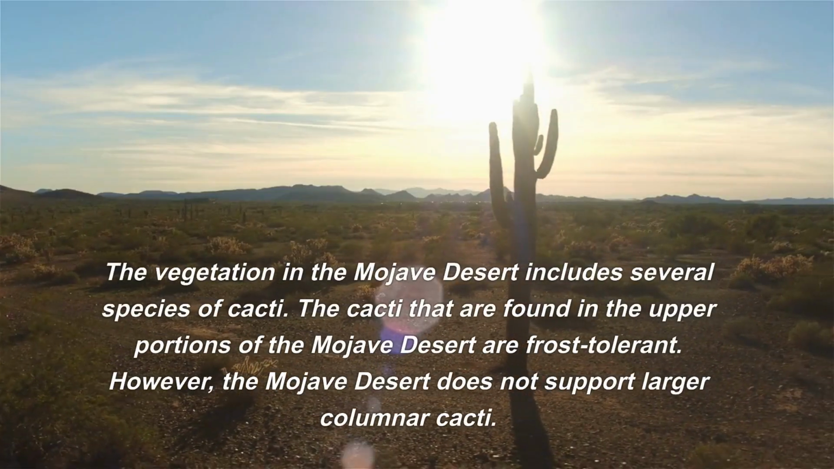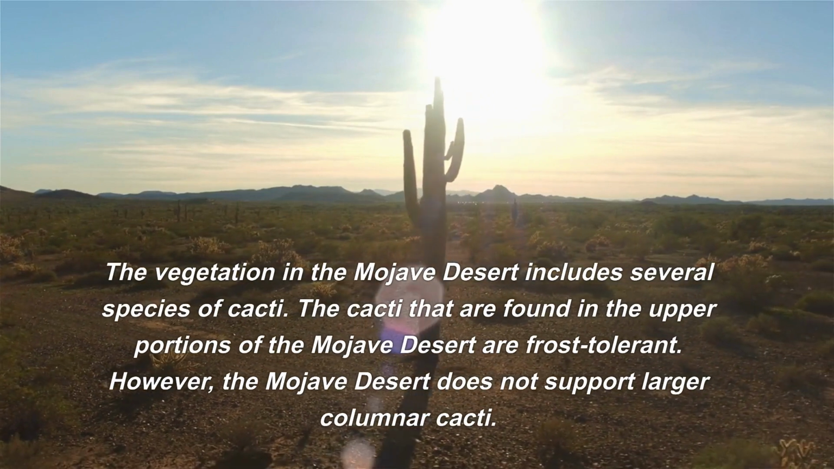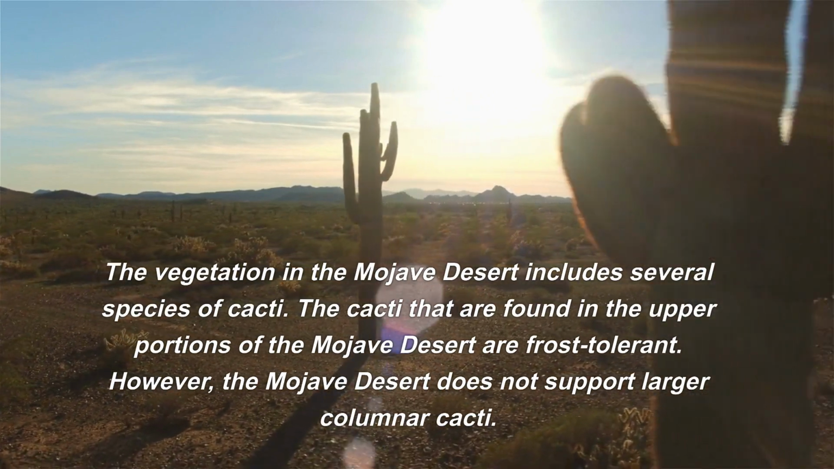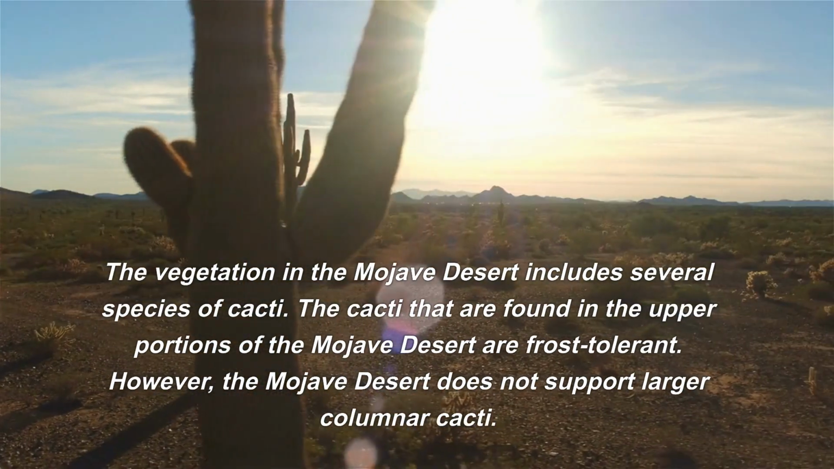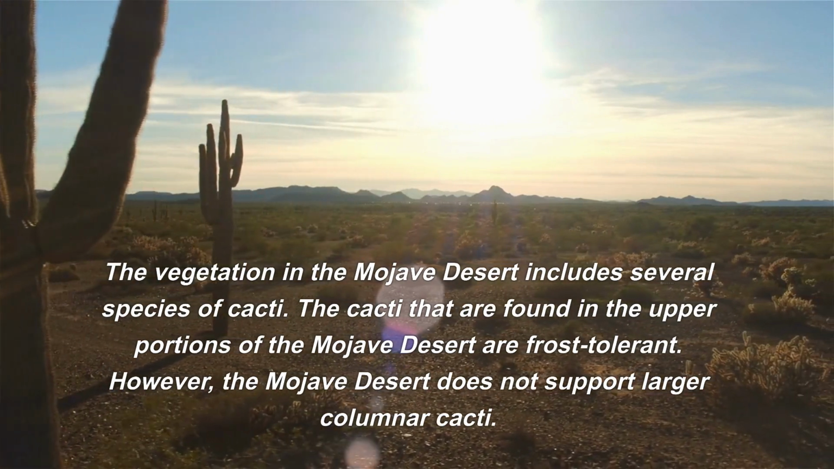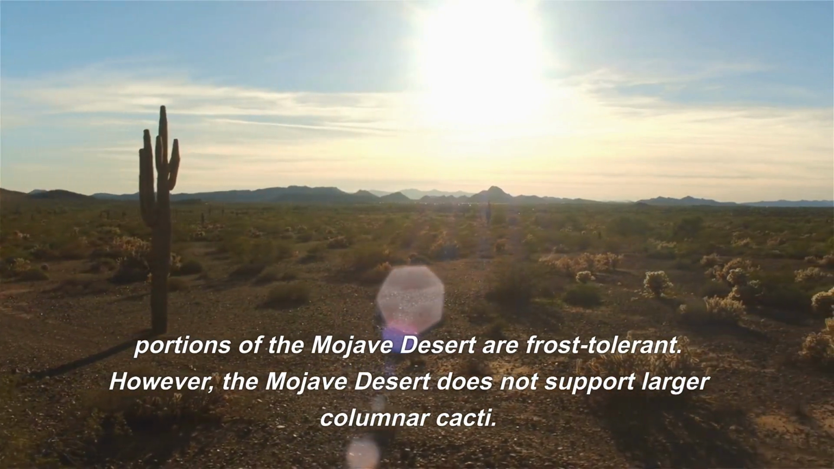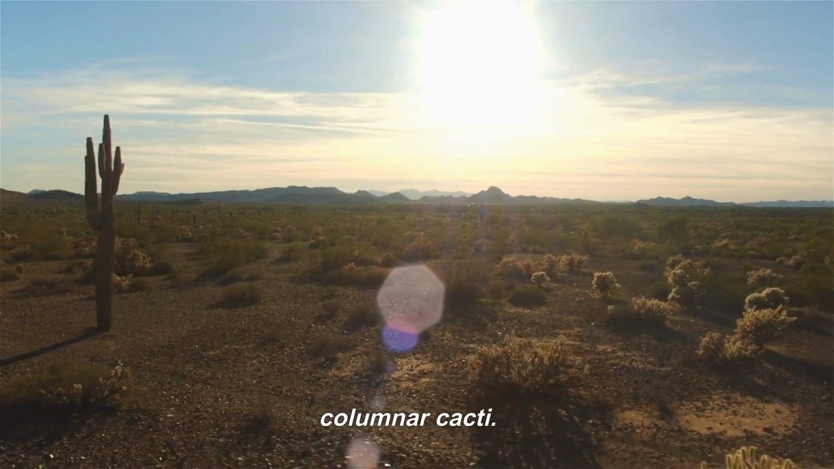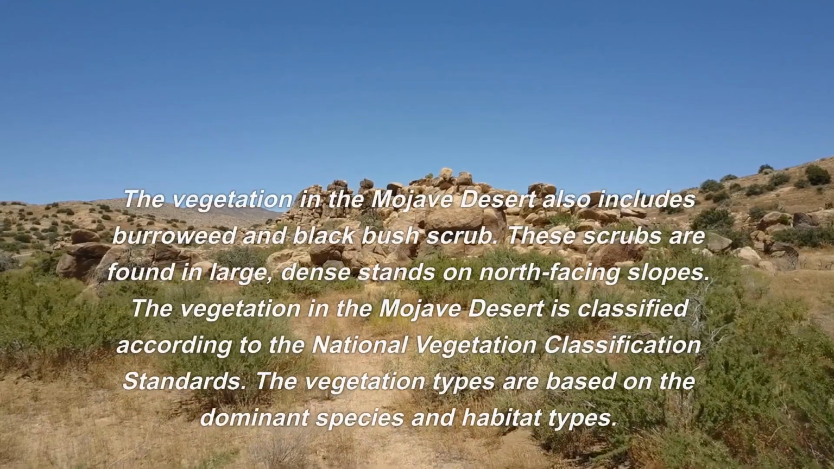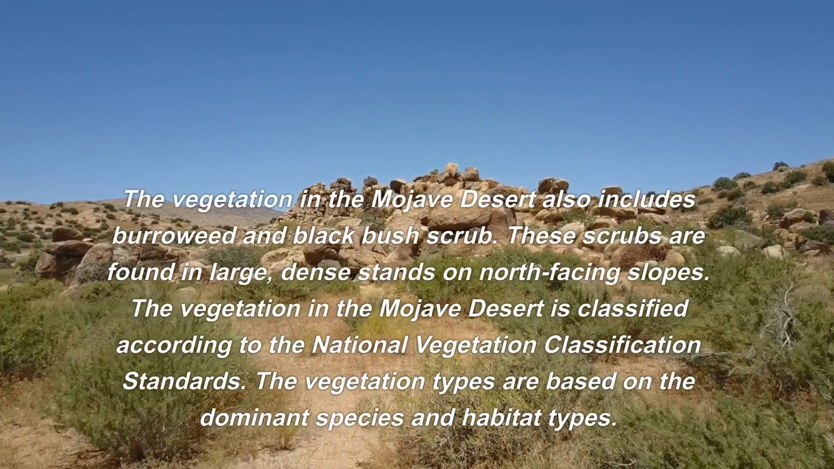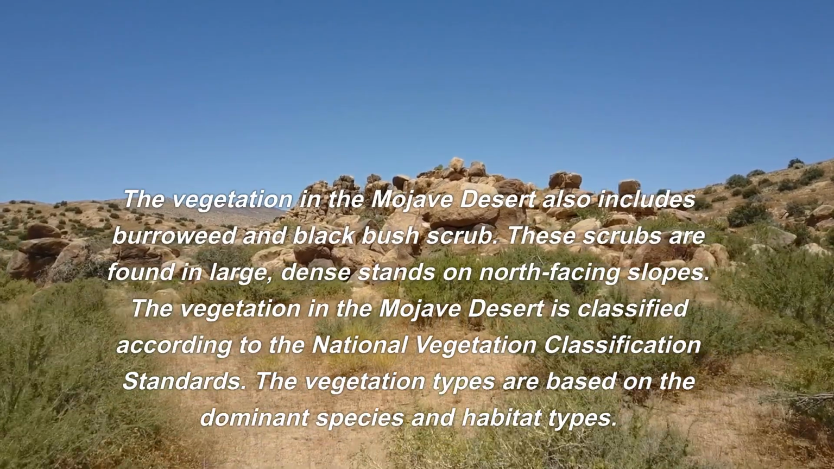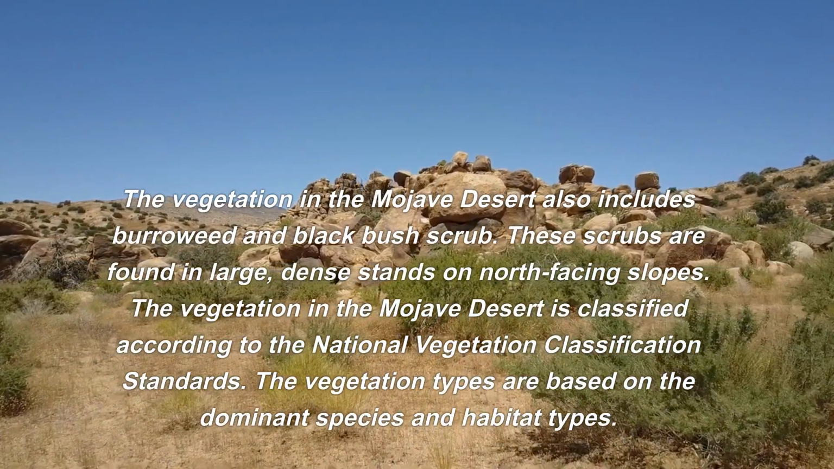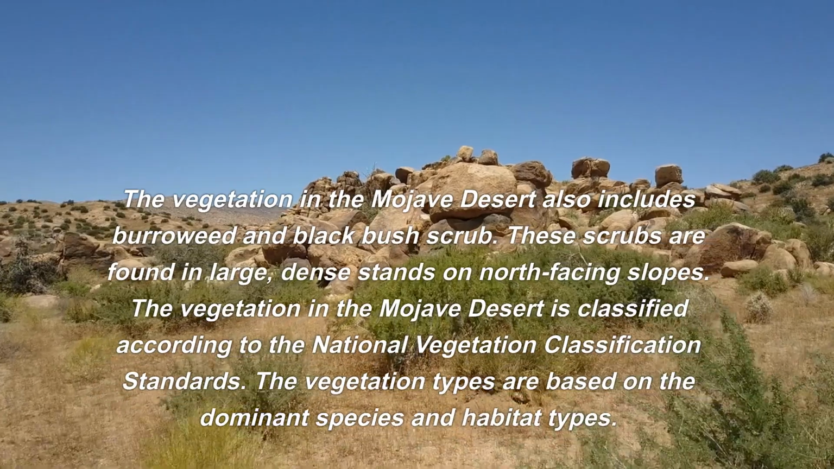The vegetation in the Mojave Desert includes several species of cacti. The cacti that are found in the upper portions of the Mojave Desert are frost-tolerant. However, the Mojave Desert does not support larger columnar cacti. The vegetation in the Mojave Desert also includes burrowed and black bush scrub. These scrubs are found in large, dense stands on north-facing slopes.